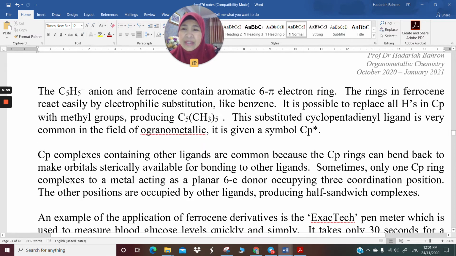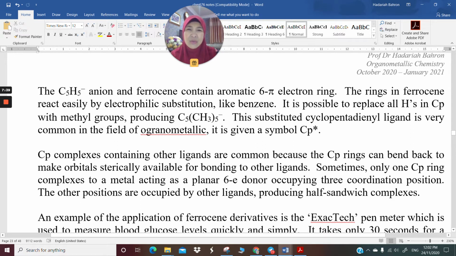Now, the C5H5 minus anion and ferrocene contain an aromatic 6-pi electron ring. The rings in ferrocene react easily by electrophilic substitution like benzene. It is possible to replace all the protons in Cp with methyl to produce C5(CH3)5 minus. And this substituted cyclopentadienyl ligand is very common in the field of organometallic chemistry, and it is given the symbol of Cp star. Yeah, star for methyl.